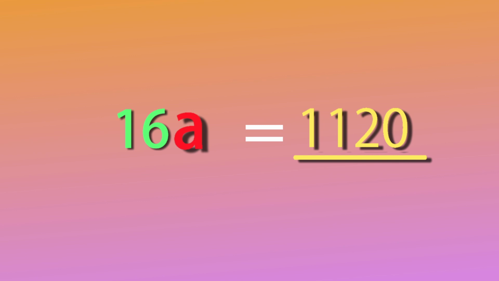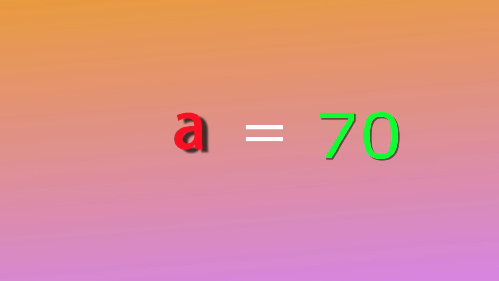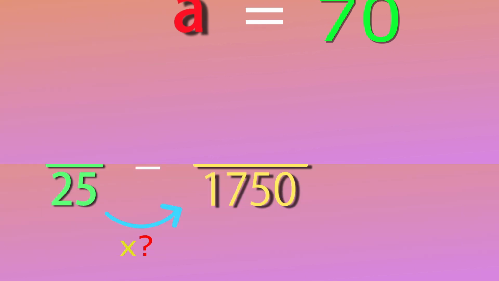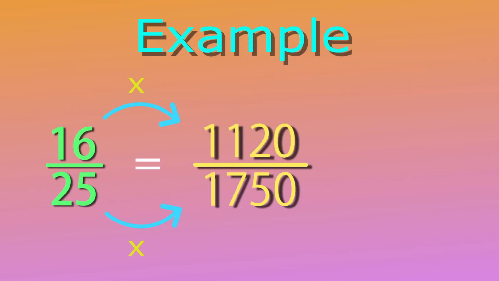To find A, we then divide both sides by 16, and that gives us that A equals 1120 over 16, which equals 70. So A equals 70. This means that the number which we multiply the numerator 16 and the denominator 25 by is 70. 16 times 70 equals 1120 and 25 times 70 equals 1750.